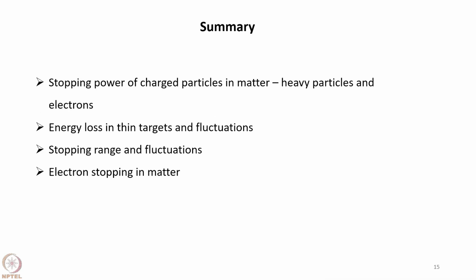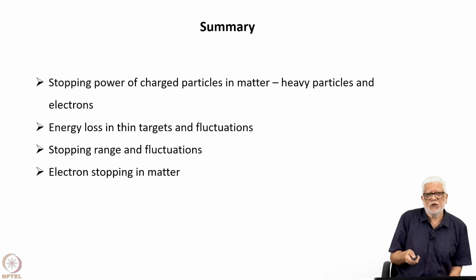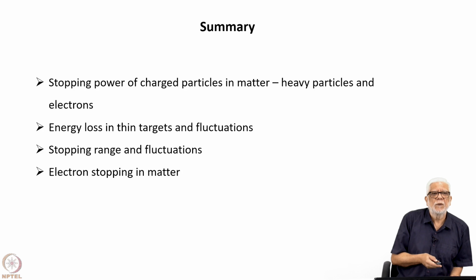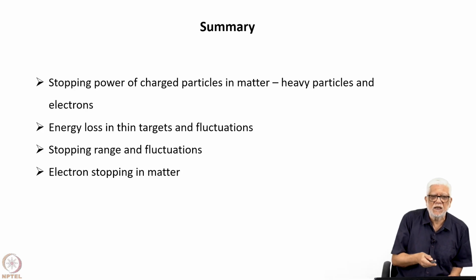Okay. So, in summary, we have talked about the stopping power of charged particles in matter, heavy particles initially and then electrons. Of course, the same thing is true for positrons more or less. Then we have talked about the energy loss in thin targets and fluctuation, just mentioned it actually. Then stopping range and fluctuations in that, not only in range but also in angle. And then finally, we have talked about electron stopping in matter. Okay. Thank you.